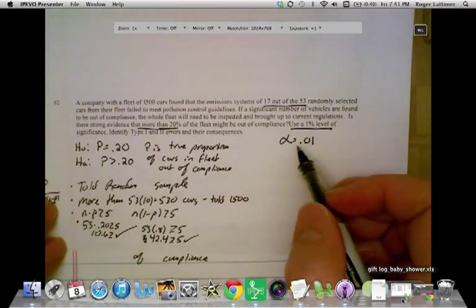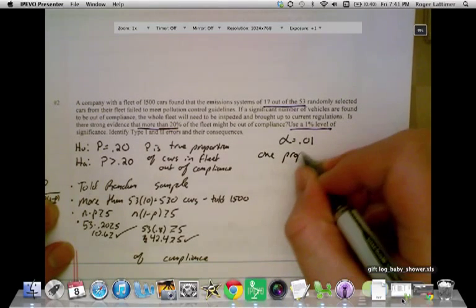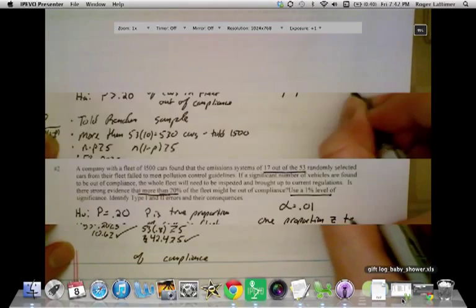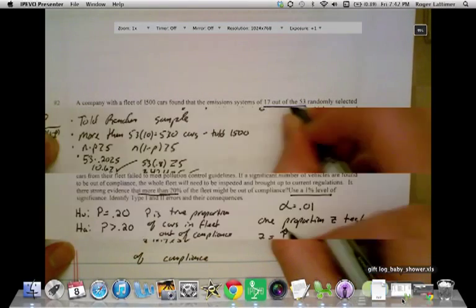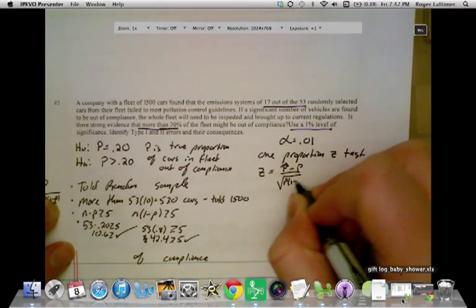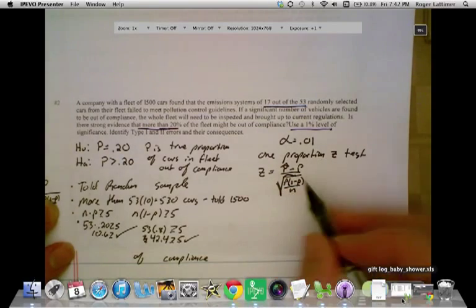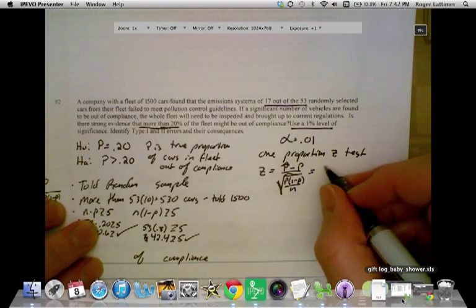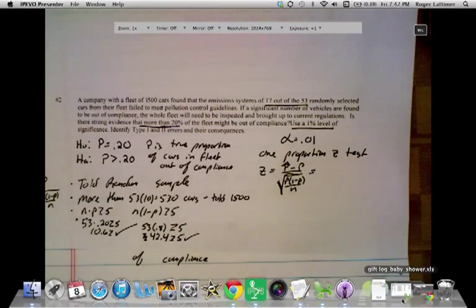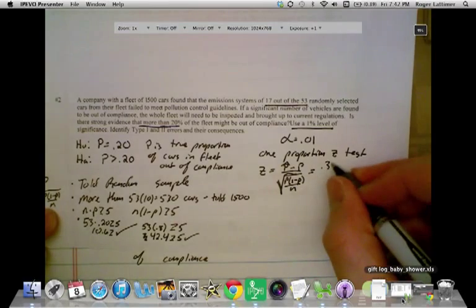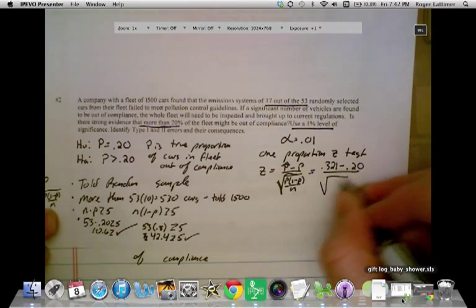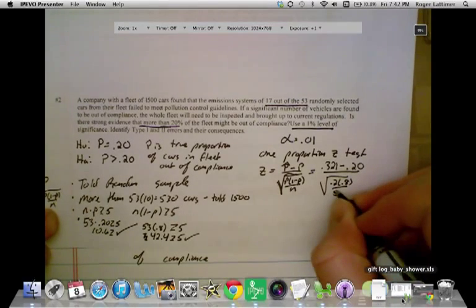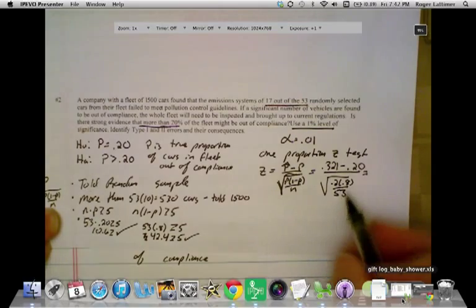I've stated my alpha level already, but now what I'm going to do, this is a one proportion z-test. I'm going to write my formula, even though it's right above us, p hat minus p. And again, I can't emphasize enough that these are p's here because we're assuming that this is true. So I go through and do the math. I got 17 out of 53. Let's see what that is. 0.32 minus 0.20 divided by the square root of 0.2 times 0.8 all over 53. If we had all samples of 53, how likely would it be to get this?